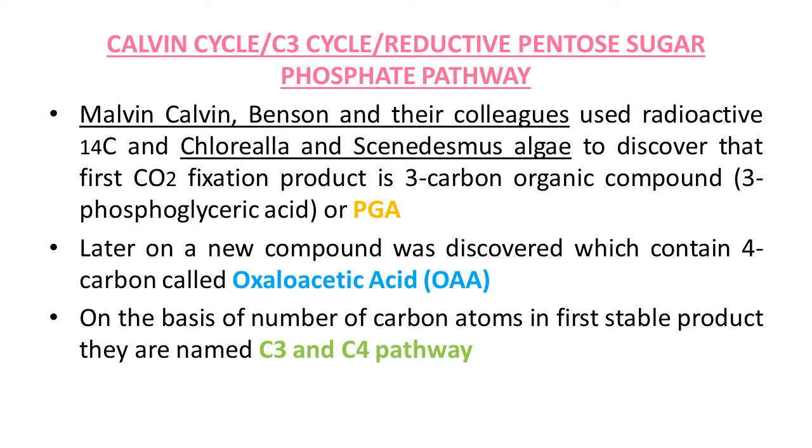He also contributed to working out the complete biosynthetic pathway, and that's why, in honor of the scientist, it is also known as the Calvin cycle. Since the first carbon acceptor product is a 3-carbon structure, it is also known as the C3 cycle. The first product identified was 3-phosphoglyceric acid, or in short, PGA.